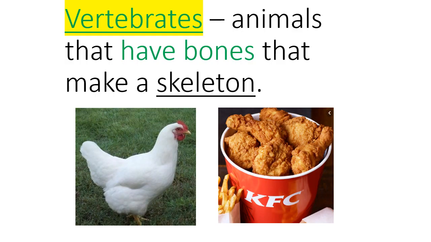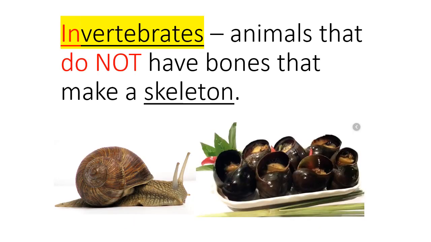And now I will review a unit from grade 3 called Animals and Adaptations. So when we classify animals, we can classify them into two main groups. The first is vertebrates, so that's animals that have bones that make a skeleton. So we know chickens are vertebrates because when we eat KFC, there's a bone inside, right? Invertebrates, animals that do not have bones that make a skeleton. We know that snails do not have bones because when we take them out of the shell, we don't have to take a bone out.